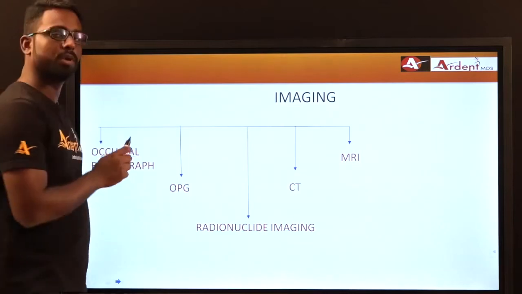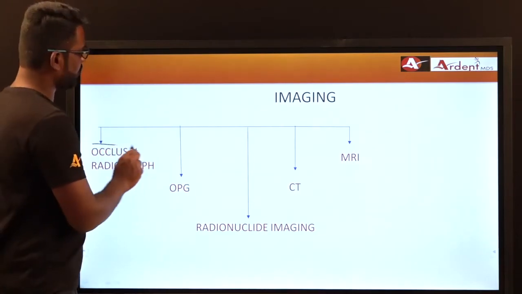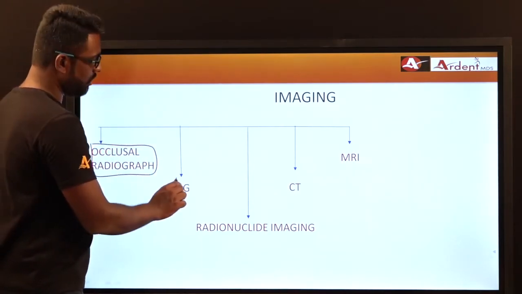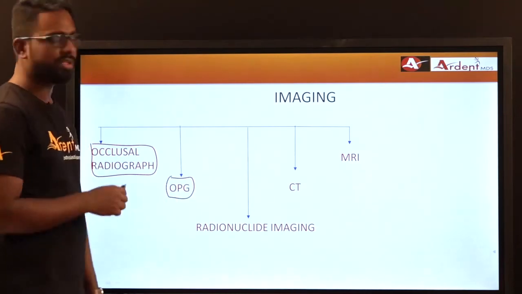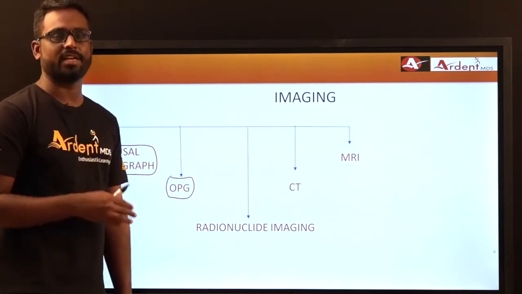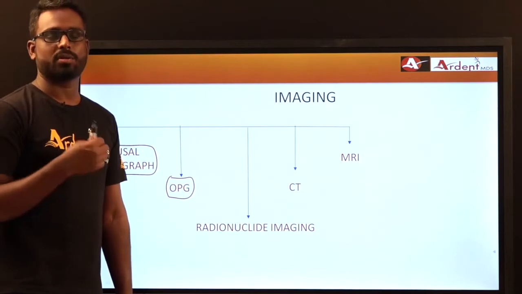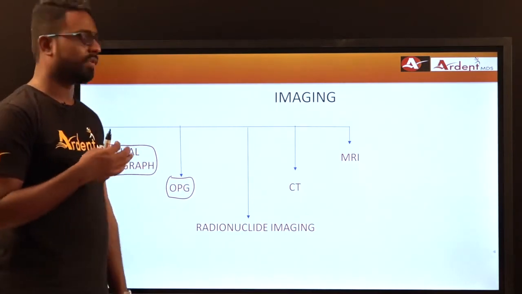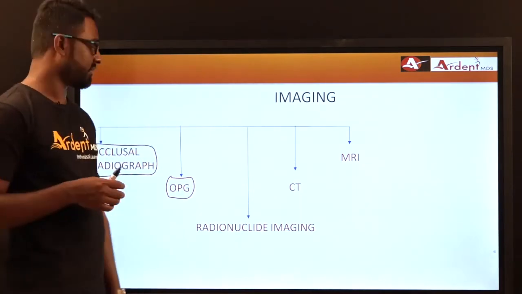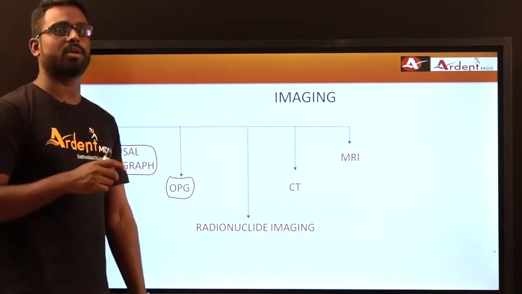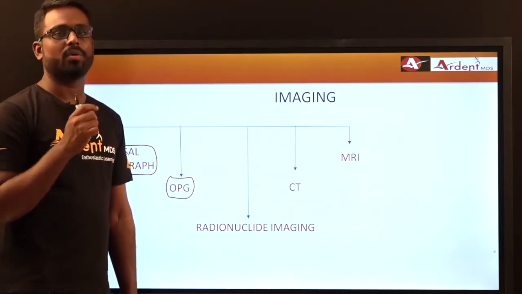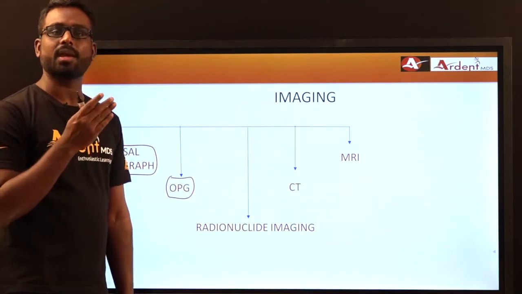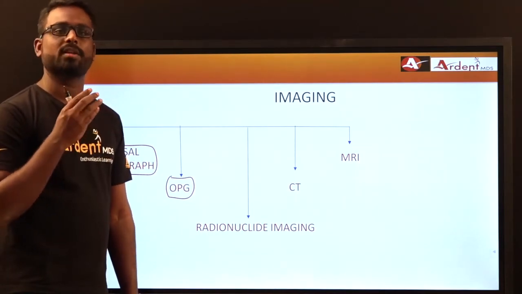So first, what will we do? We will take a simple radiograph such as an occlusal radiograph or OPG. These are the simple tools that we have at hand to see the radiographic picture we want. We will go for simple x-rays like this. Next, what are the things that we can go for? Remember again how osteomyelitis occurs. It occurs from the bone marrow. Bone marrow is what? It is a soft tissue.